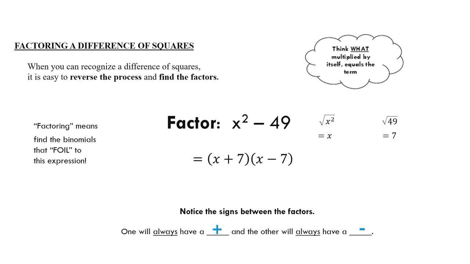Factoring a difference of squares. Well, there's a very set method for doing this. We simply take the square root of the first term, put it at the beginning of both brackets. We take the square root of the second term, put it at the end of both brackets, and then we put in a positive and a negative sign for each respectively.